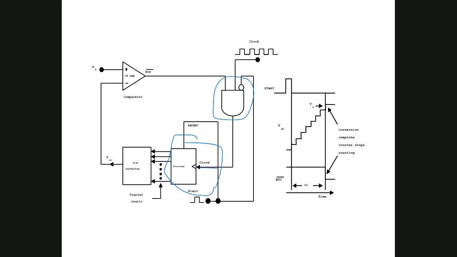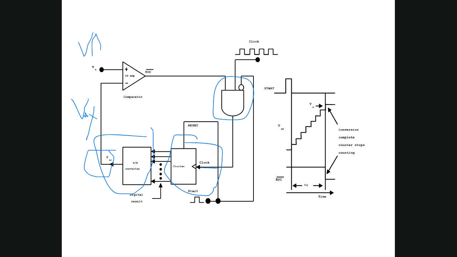Then we have a digital to analog converter. It has the digital input from the counter, and it gives a dummy output. This dummy output we keep only for the comparison, for the comparator: VAX, K times digital input. And then we have VA.